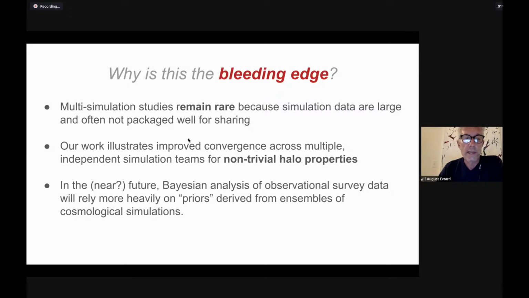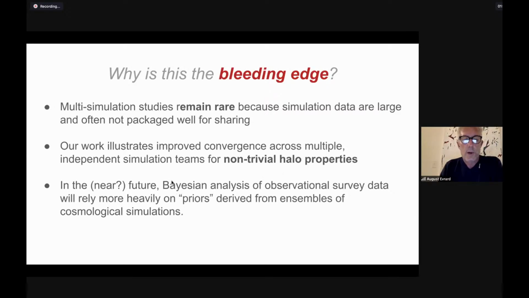Our work really illustrates that there's pretty good convergence across multiple simulation teams for these very non-trivial halo properties. The number of galaxies in a halo and their velocity dispersions are not something you can write down using pencil and paper. You have to do these simulations to find out what the answer will be. So it's non-trivial, and the level of agreement is really quite impressive.